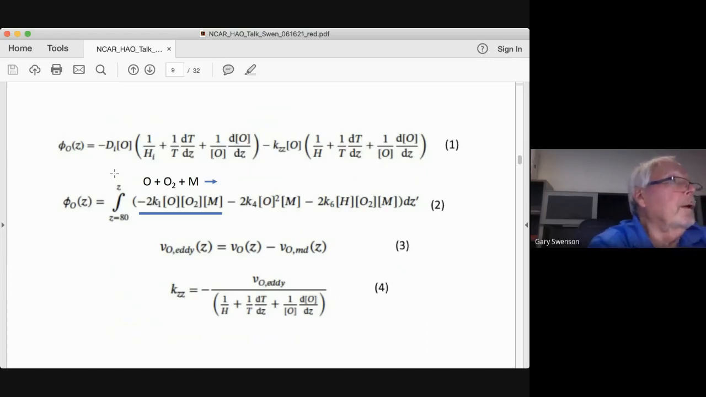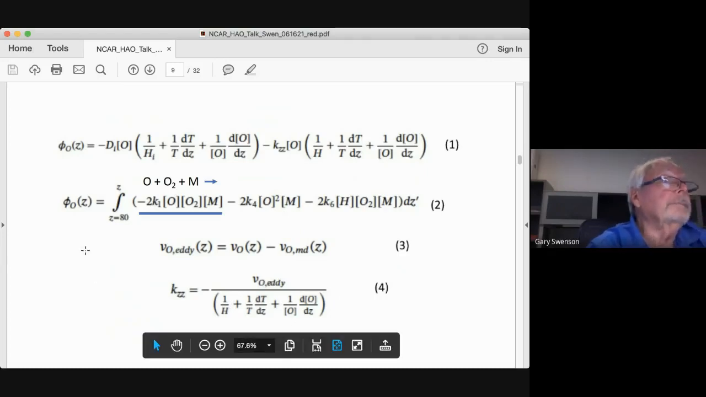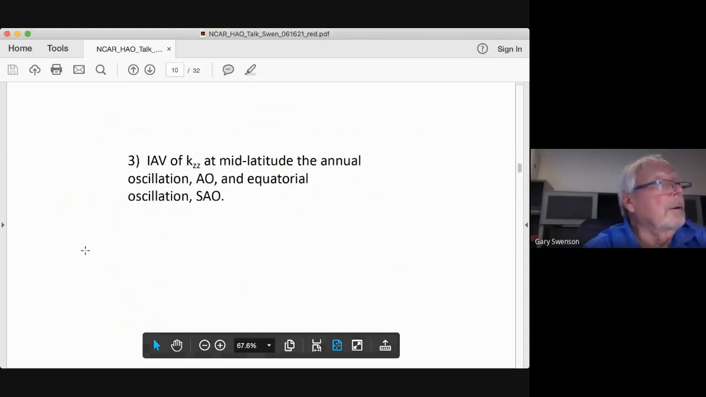At the top, we have an equation where the flux is also in the two-part classical terms, where the molecular diffusion coefficient, D sub i, is on the left, and KZZ, the eddy contribution, is on the right. So those two terms are separable, and as we follow down from the eddy term on the top, we can rewrite that in equation 4 and solve for the eddy diffusion coefficient, KZZ, in terms of the eddy velocity and the atmospheric parameters of scale height, temperature gradient, and O density.